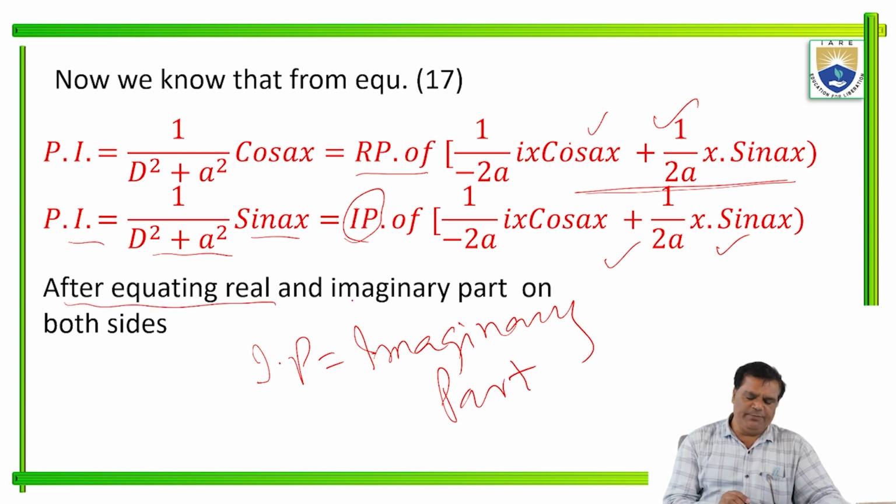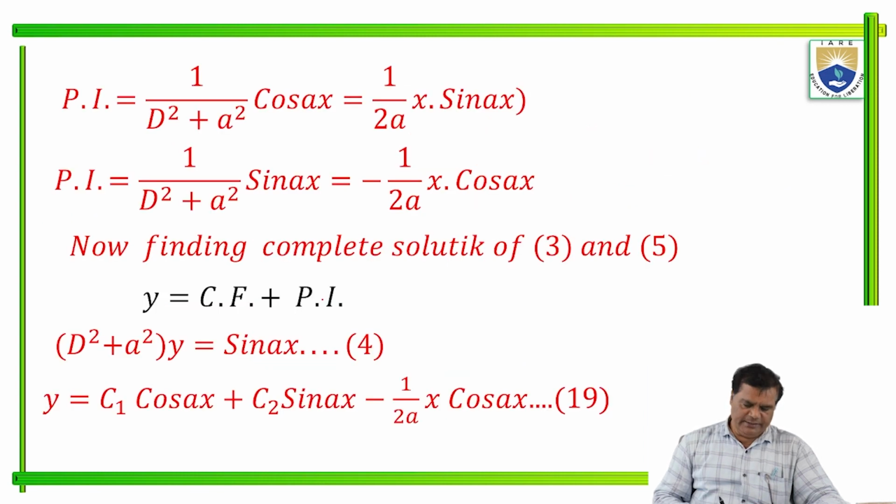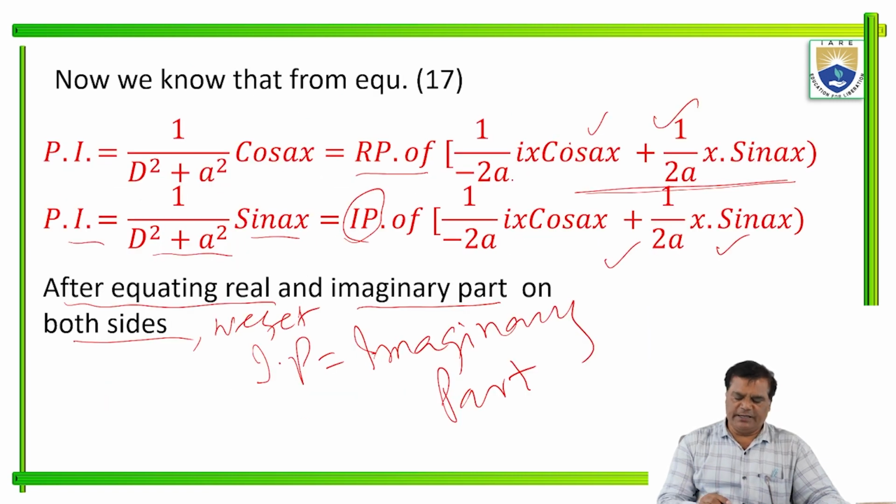After equating real and imaginary parts on both sides, what do we get here? PI equals 1 upon D square plus a square cos ax. So what is the real part? The real part is this one; there is no i in this part. In this part there is i, so this is imaginary and this is real. So if cos is given, we take this part as the answer, and if sin is given, we take this part. Here is i, so this is the imaginary part.